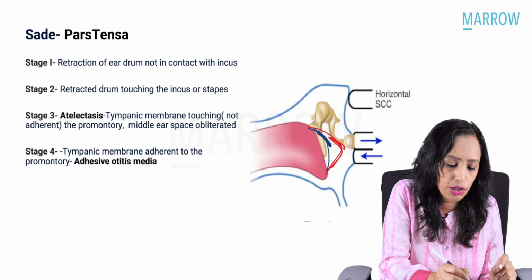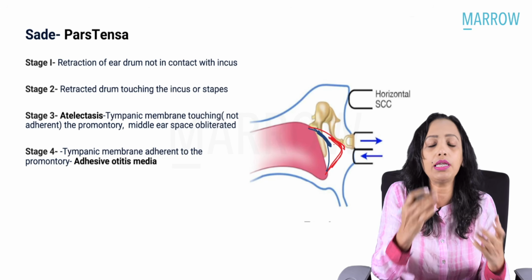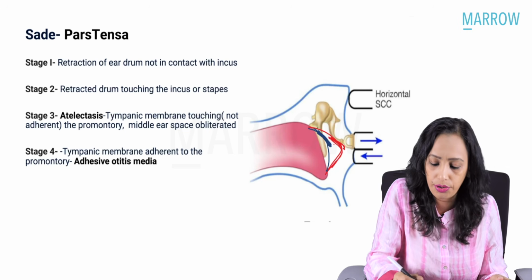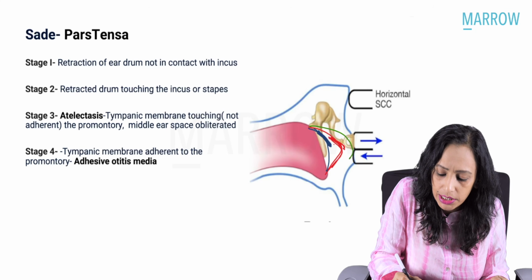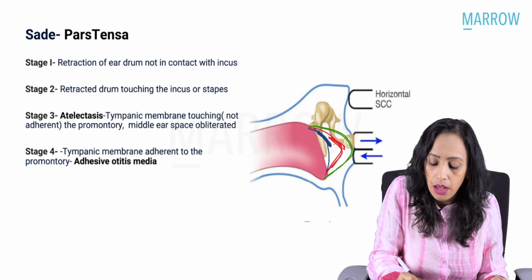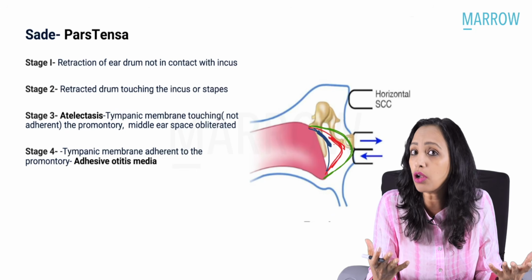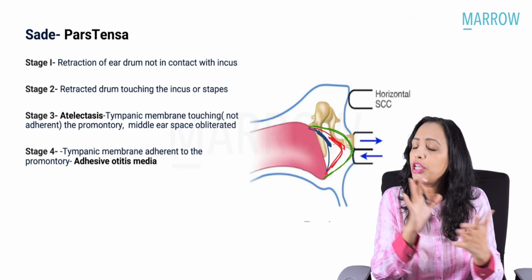Stage 3 means it goes further deep. Further deep means it gets retracted further medially. Now it goes and lies on the promontory, right? That is stage 3. 3 means it is lying on the promontory. So when it is lying on the promontory, it means that the whole of the middle ear space has got obliterated. Means that the middle ear cavity has got collapsed.